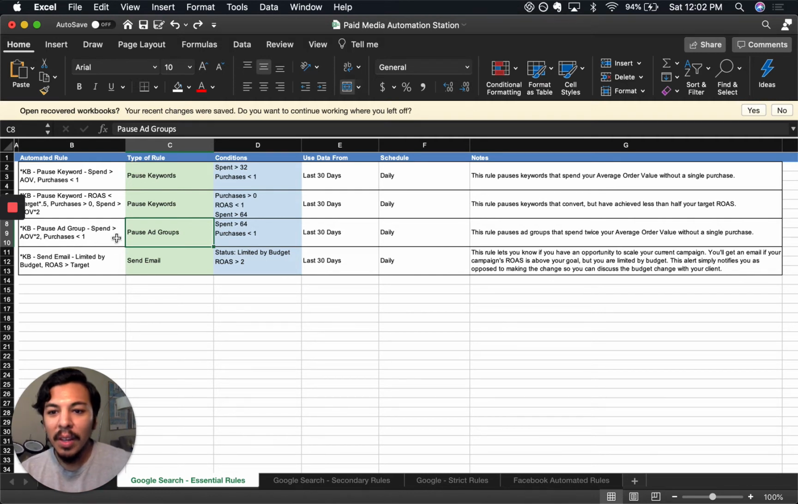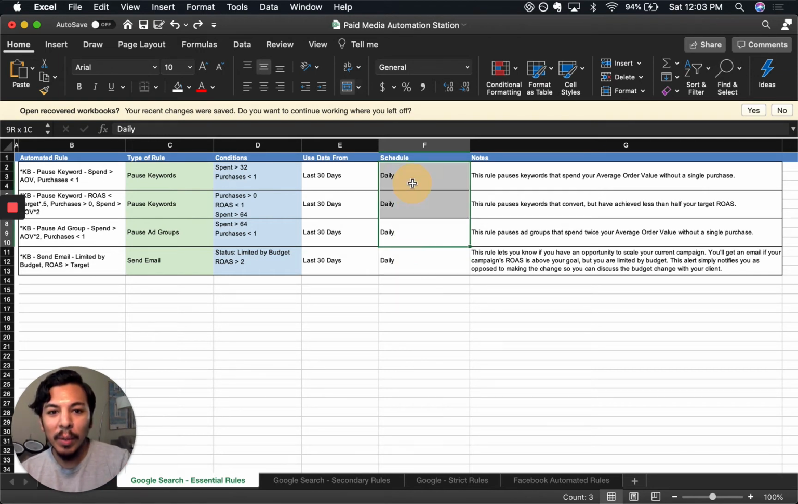So I mentioned growth opportunities earlier too, and so if I do happen to have a campaign that's exceeding my ROAS goals and it's limited by budget, then I definitely want to know about that because in this case, if my ROAS target means that I'm profitable, if I'm missing an opportunity to generate more profit, then most likely I want to be able to jump on that. So in this case, I also have this rule run daily to let me know about those opportunities.